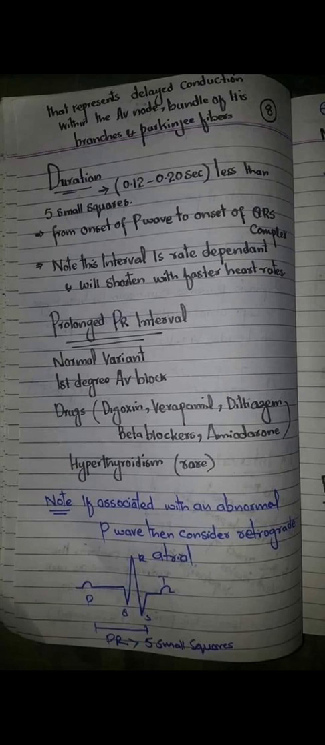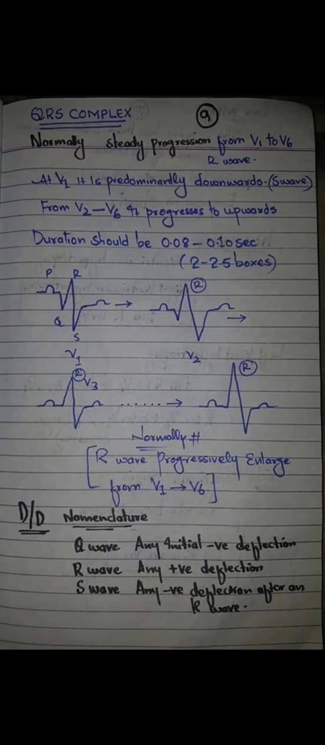What happens if there is a prolonged PR interval? Normal variant, first degree AV block. It occurs with drugs like digoxin, verapamil, diltiazem, calcium channel blockers, and in hyperthyroidism. It's a very rare case. It can happen here. If there is also an abnormal P wave, then consider retrograde atrial activation, as in this case.